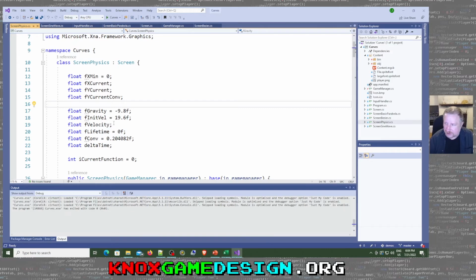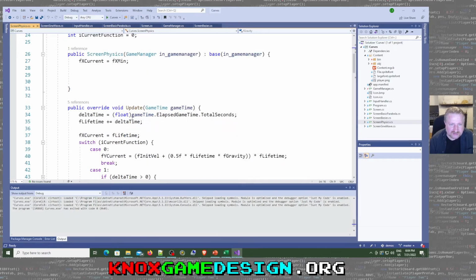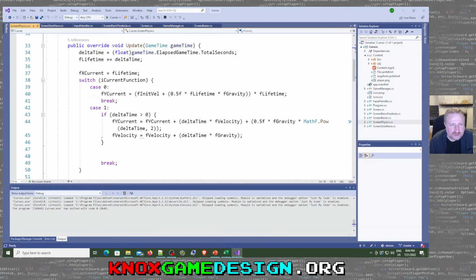But I went and put them both in here because I didn't want to make two separate classes for each. Got our current x value. So again, the x value is just going to be a constant based on the lifetime. Then we only have two different functions. One is the continuous. So there it is right here: our initial velocity plus 1/2 the lifetime times gravity, then multiply all that by lifetime. That will give us our current y value right there.